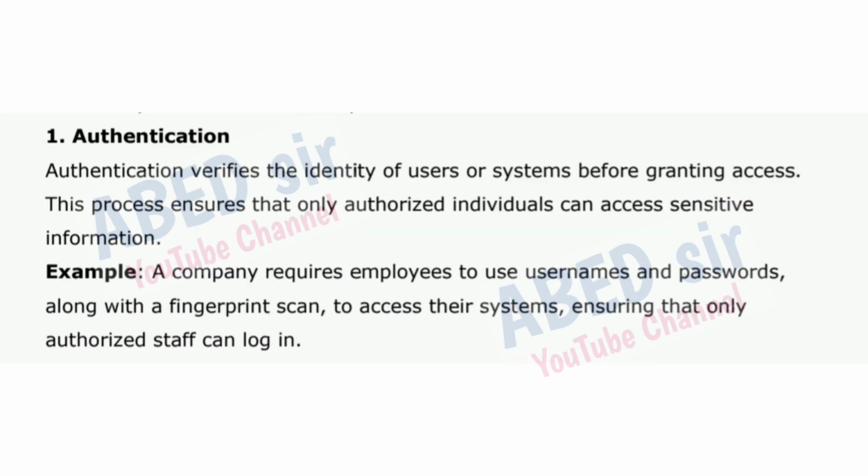1. Authentication. Authentication verifies the identity of users or systems before granting access. This process ensures that only authorized individuals can access sensitive information. Example: a company requires employees to use usernames and passwords, along with a fingerprint scan, to access their systems, ensuring that only authorized staff can log in.